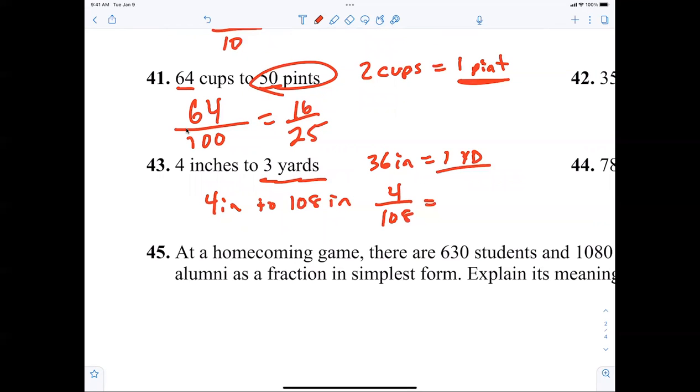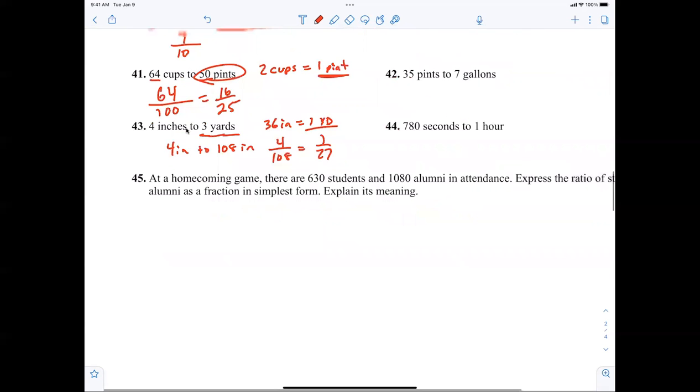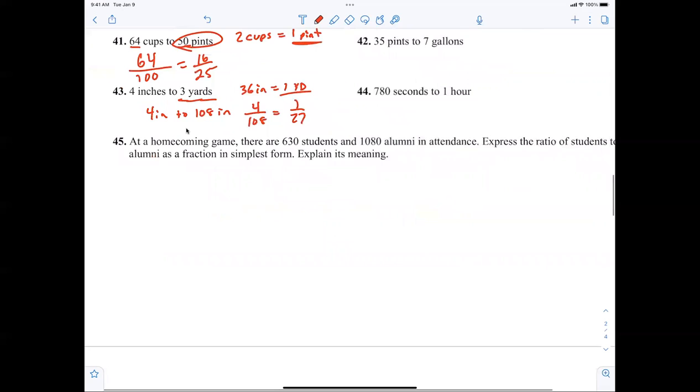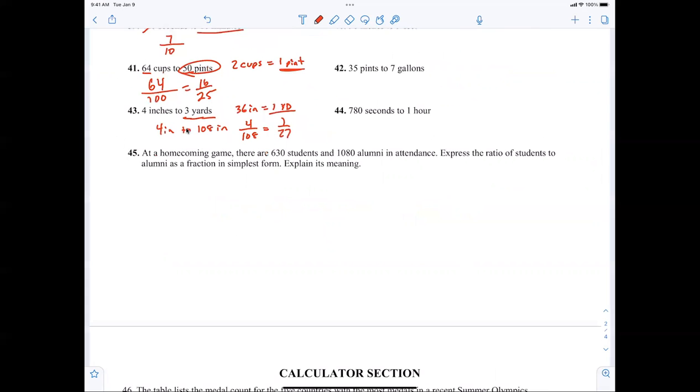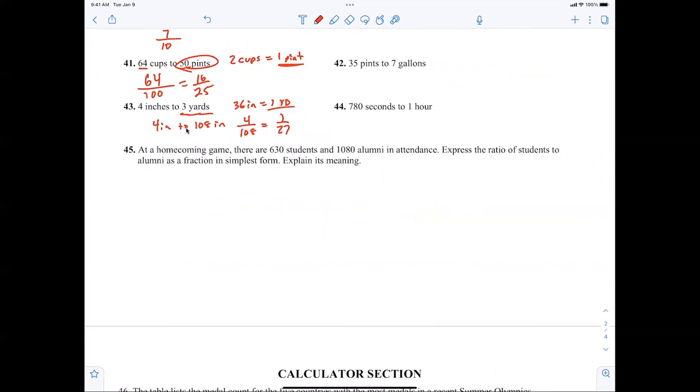No, just use your calculator. 4 over 108. Let's get it done. Yes, 1 over 27. All right, now 45. It says a homecoming game. There are 630 students and 1,080 alumni. Express the ratio of students to alumni in simplest form.